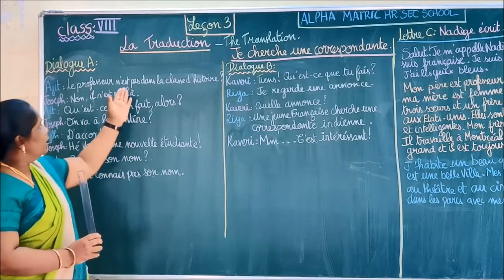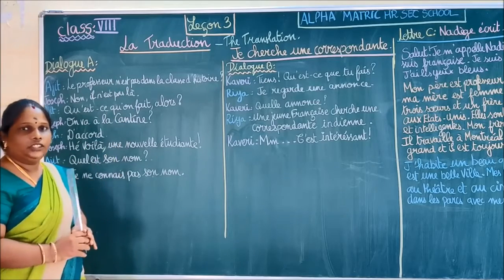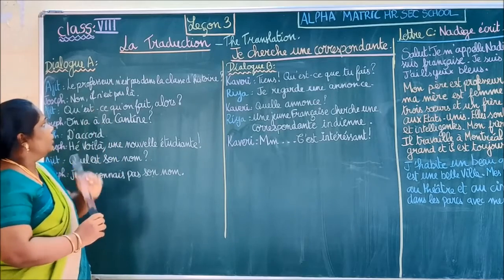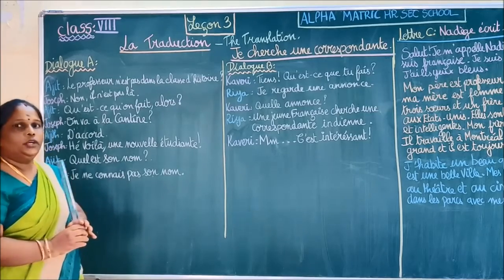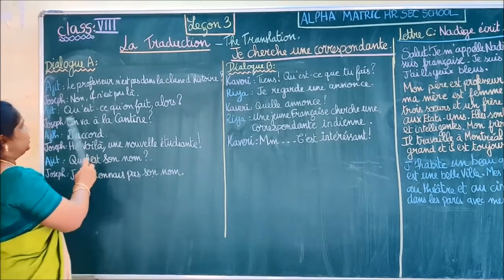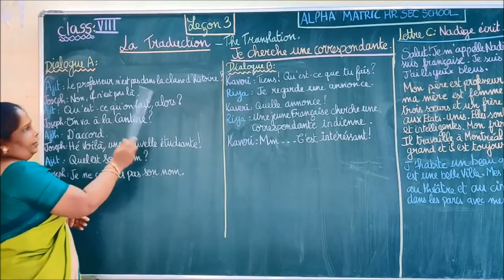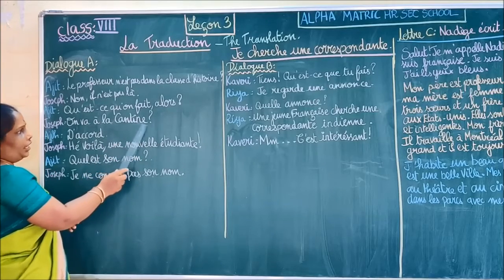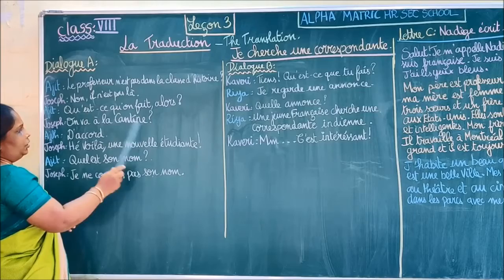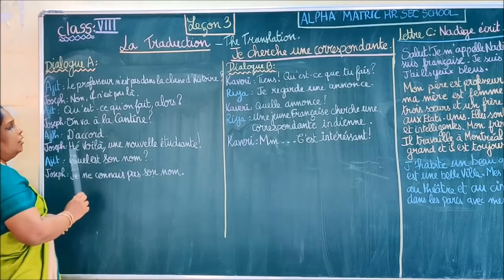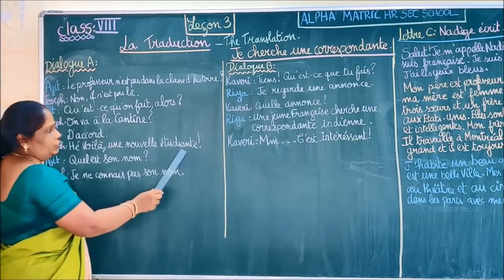Okay, so Ajit is asking, the professor is not in the history class. And Joseph is telling, no, he is not there. Next Ajit is saying, what are we going to do then? So we are going to the canteen. On va à la cantine. D'accord. Yes. Et voilà une nouvelle étudiante.